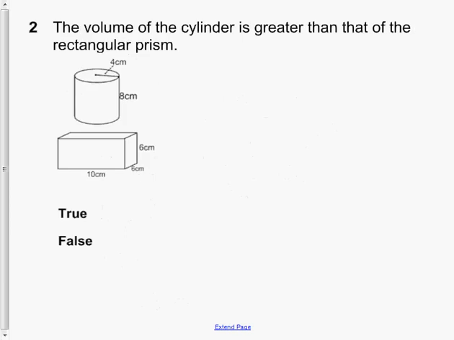Your second question gives you two prisms. One is a cylinder and one is a rectangular prism. It says this cylinder here has a greater volume than the rectangular prism. So for both of them, I'm going to use the same formula, area of the base multiplied by the height of the prism. This one will use 3 multiplied by the radius squared times the height of the prism, which is 8.